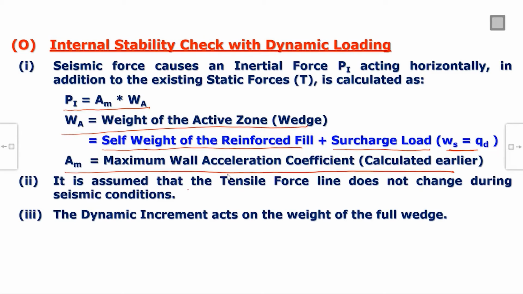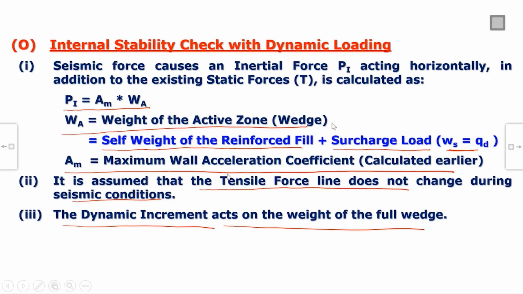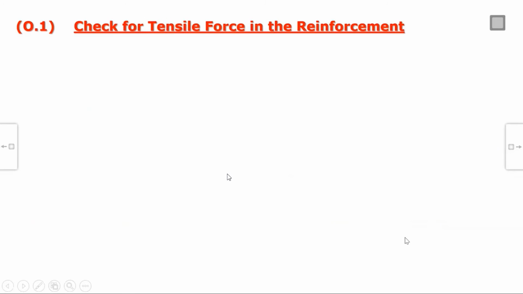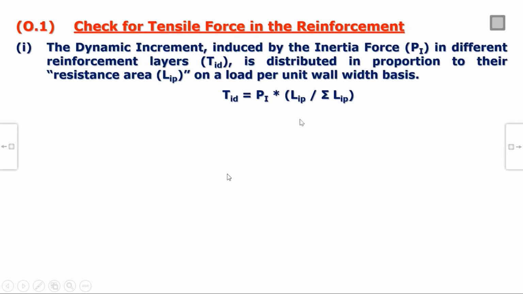And it is assumed that the tensile force line does not change during seismic condition. So it will still act in your reinforcement, you will only add the dynamic increment. This Pi acts on the weight of the full wedge. It will act on the full wedge, that is assumed. And now with this, very simple, we will do the tensile force check in the reinforcement.